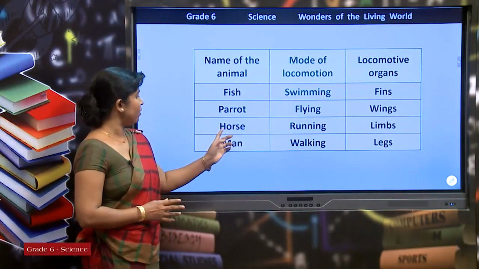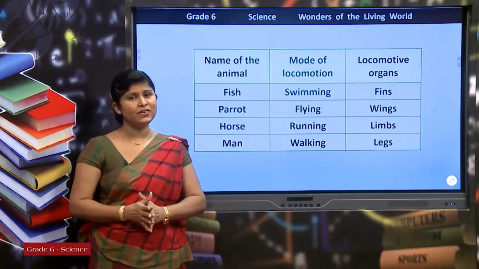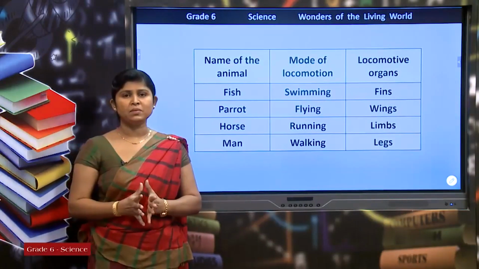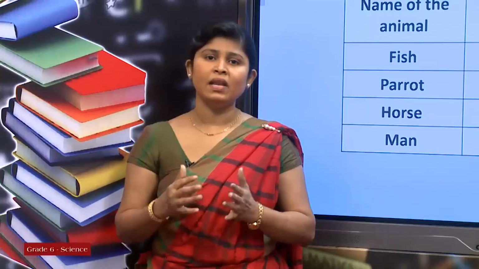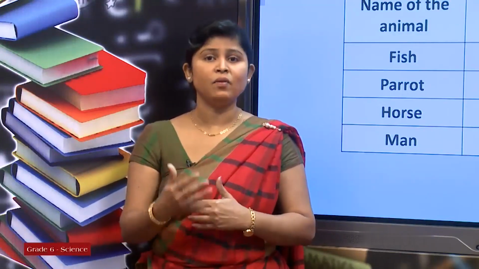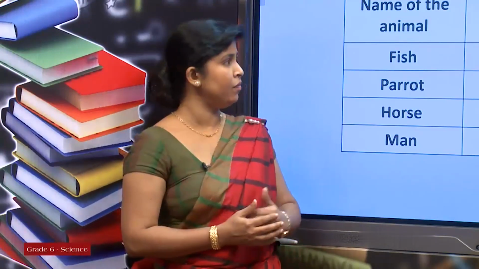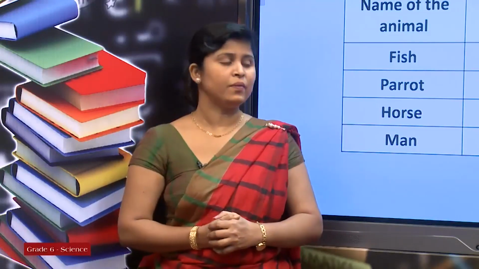Then when we think about the horse, it is a terrestrial animal. What do you mean by terrestrial animals? Terrestrial animals means the animals that are living on the land. They are well adapted to live on the land. They have legs and they can run fast. So their mode of locomotion is running.